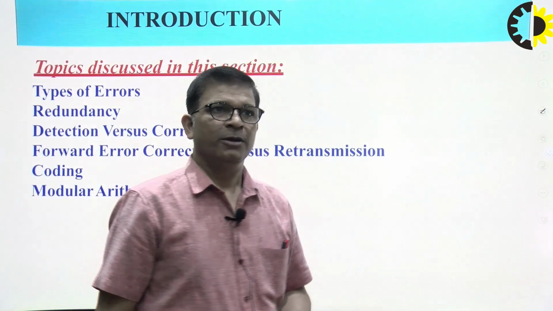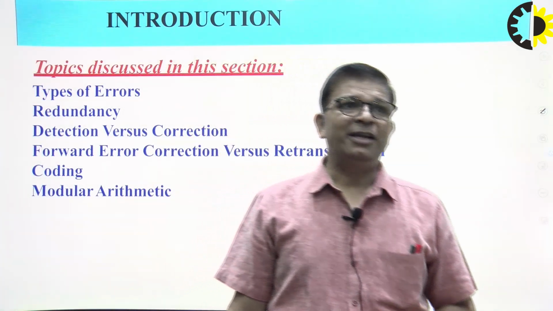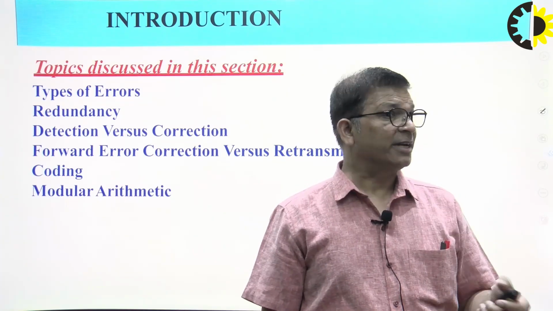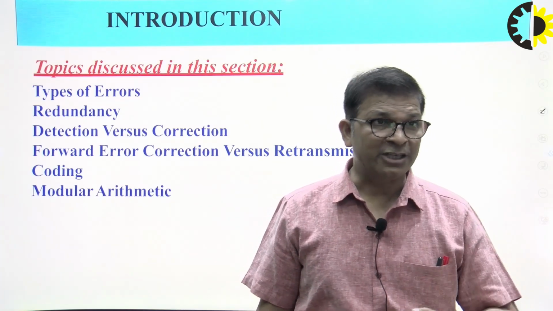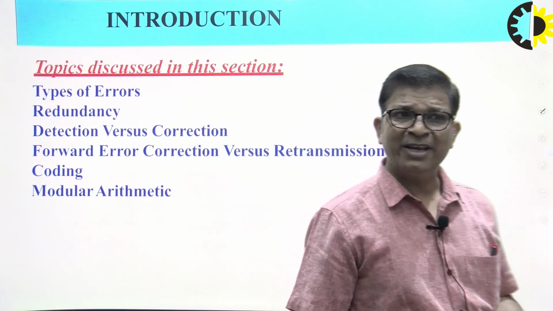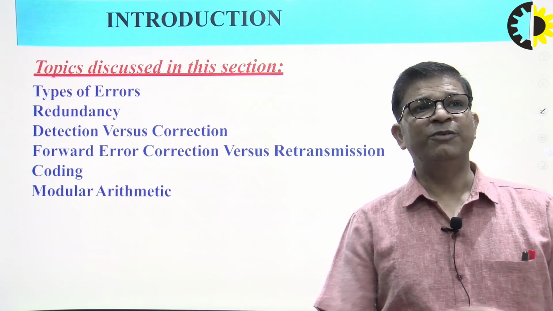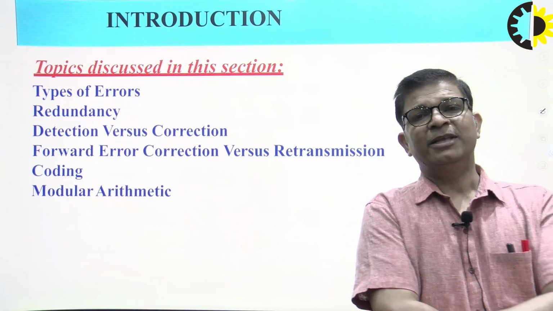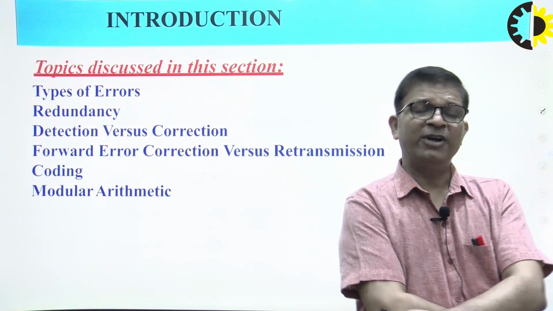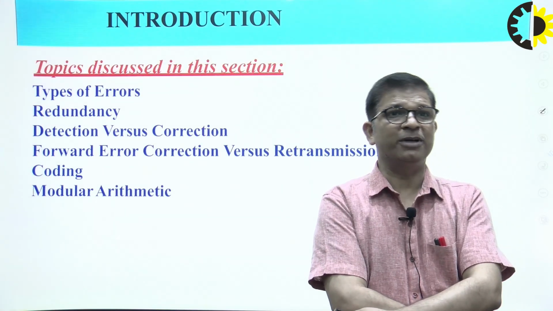So the topics are the different types of error, what is redundancy, detection versus correction, forward error correction versus retransmission, and modular arithmetic. We will discuss a few points here. There are two types of error: one is single bit error, another is burst error.